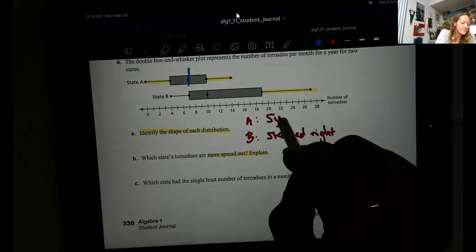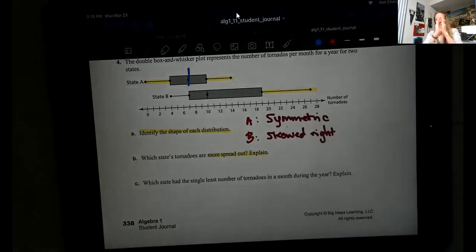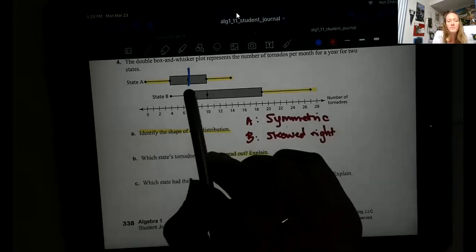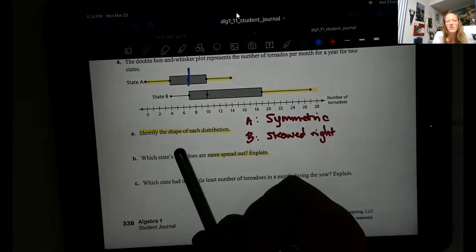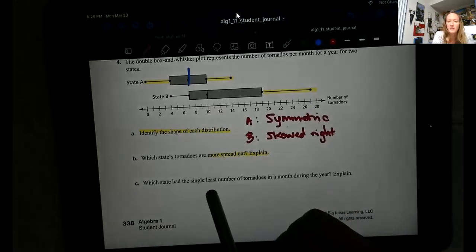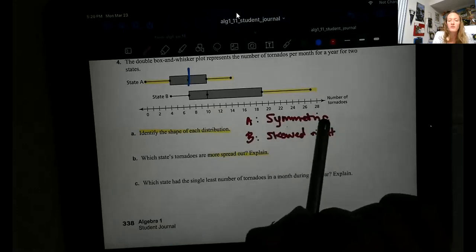And remember symmetry, we talked about that earlier this year, kind of like the butterfly that can fold and then open. We had symmetry across like the y-axis or across the x-axis. This one, the box and whisker plot, is symmetric on either side of the median, at least roughly, but it looks to be pretty stinking symmetric. So those are the shapes for each of the distributions. One of them is skewed right and one of them is symmetric.